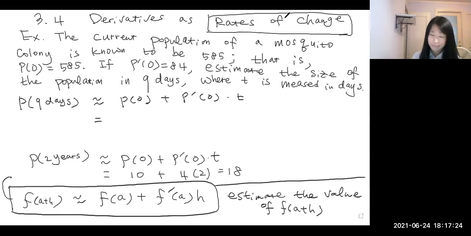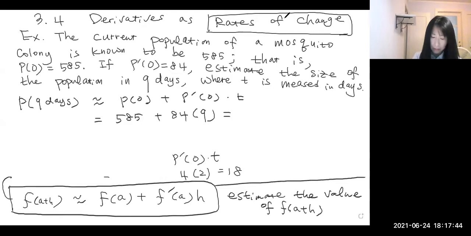585 plus P prime of 0, 84. Thank you. And T, 9. Can you please calculate? Let me erase this one. 585 plus 756. Total together, 1,341. Thank you very much.